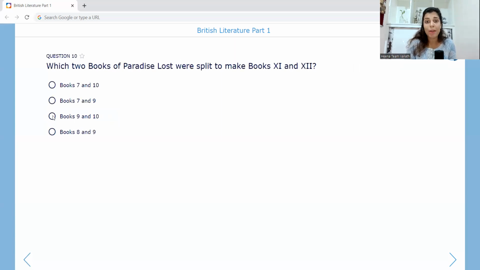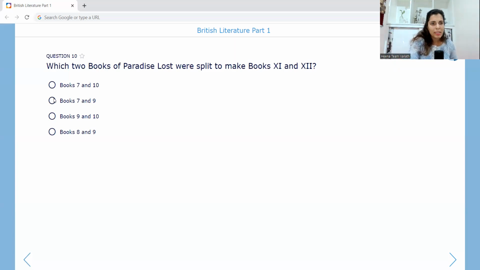Which two books of Paradise Lost were split to make book 11 and 12? Options are A, book 7 and 10, B, book 7 and 9, C, book 9 and 10, or D, book 8 and 9. See, basically, Paradise Lost was first published as version 1. In version 1 of Paradise Lost, there are 10 books. But in version 2 of Paradise Lost, there are 12 books. So how did 10 books become 12?